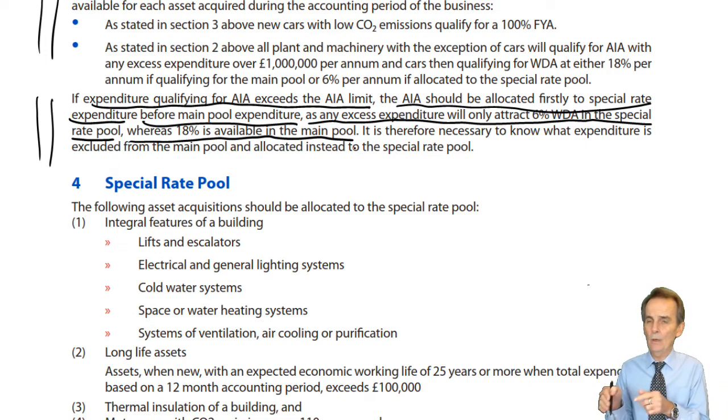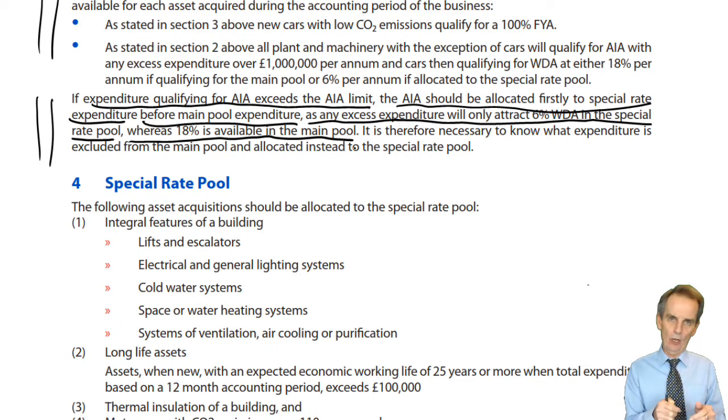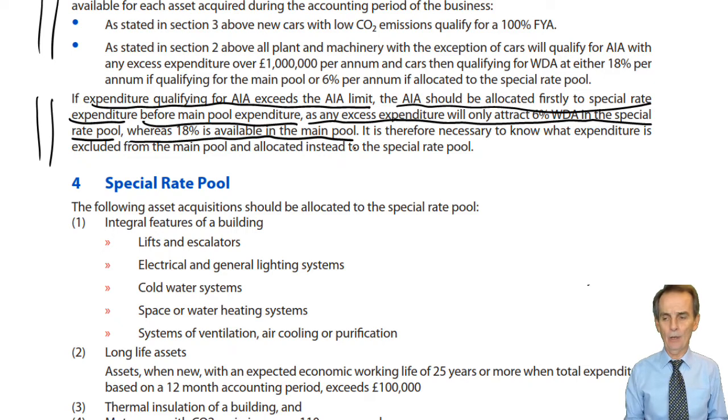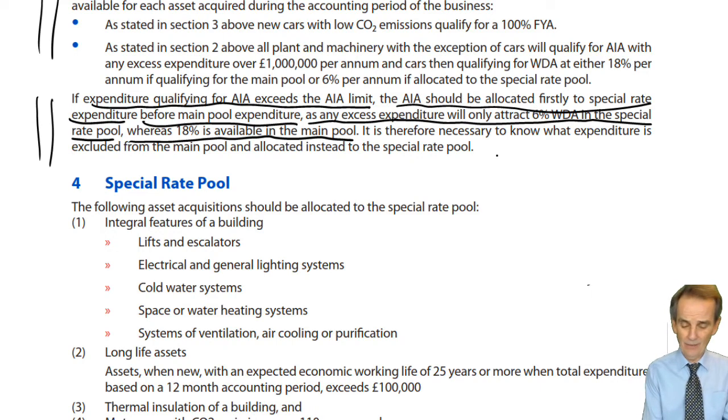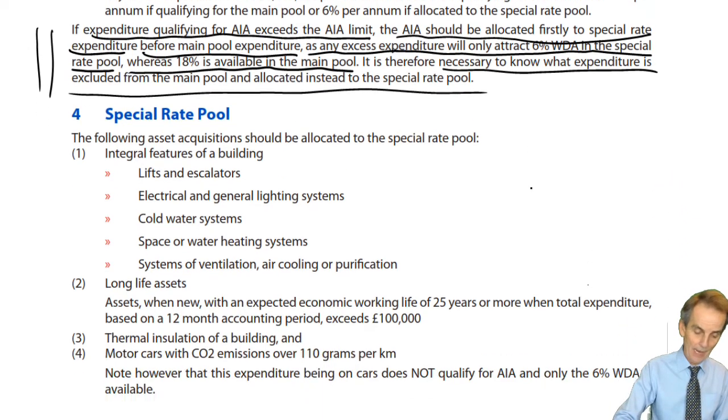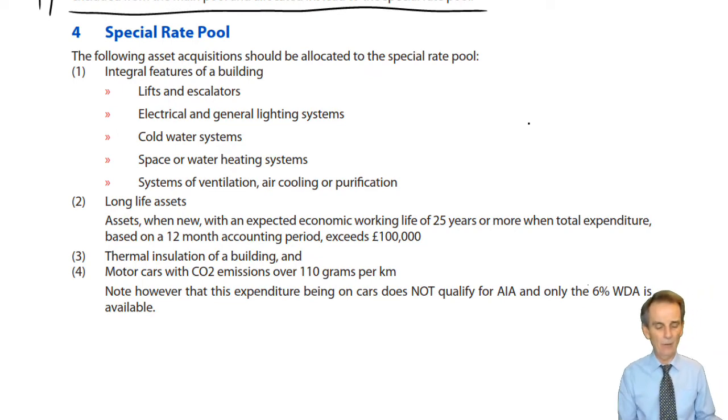So on special rate pool expenditure, if we have anything unrelieved in the period in which we buy it, we'd only be able to get 6%, whereas in the main pool we'd be able to get 18%. Better, therefore, to take your AIA, your 100% relief, on that special rate pool expenditure. If anything is going to be denied AIA this period and only rank for WDA, you would want that to be main pool expenditure, because thereafter, including this period, you'll get 18% WDA instead of only 6%. If we're going to be able to do that, then of course it's necessary to know what expenditure is excluded from the main pool and instead allocated to the special rate pool.